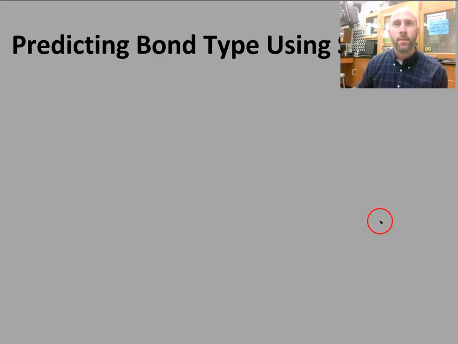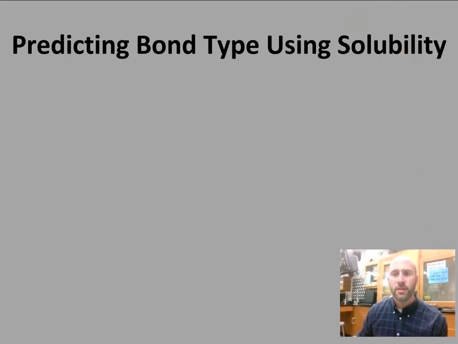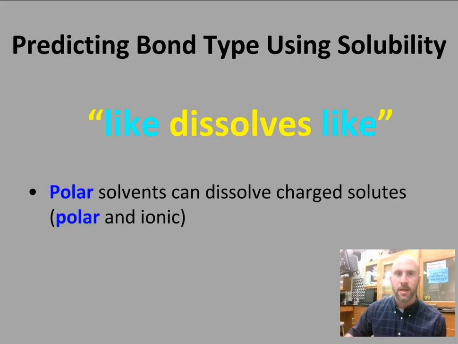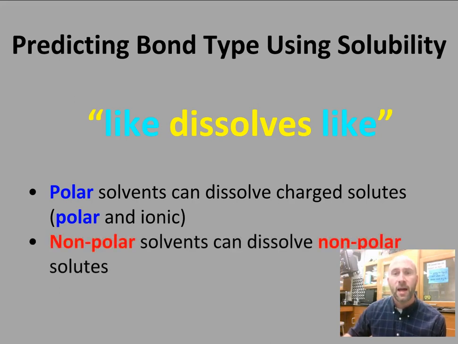All right. So now, how we can actually predict the bond type using solubility. Here's your rule. Like dissolves like. Okay. So polar solvents can dissolve polar solutes. And we say charged solutes because technically it's going to be things that are polar and then ionic. And ionic have a positive and negative end, so they are polar. So like dissolves like. If something's polar, it's going to dissolve polar solutes.